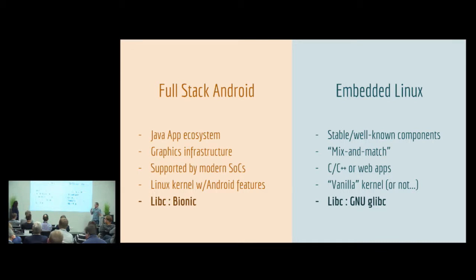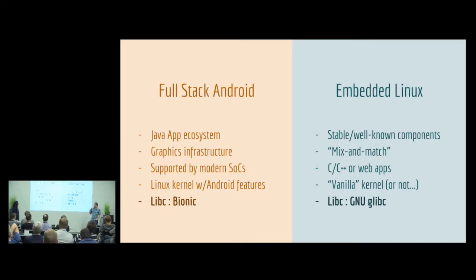So, just to consider the main differences between Android and embedded Linux first. When you get an Android BSP, you get the whole package. You get a full Java ecosystem with apps on top. You get a very complete graphics infrastructure. It's currently supported by a lot of modern system on chips. And when you dig down into the details, at the bottom you have pretty much a regular Linux kernel, but with some Android features turned on. It used to be that Android had a fairly big patch set on the kernel itself, but these days that has been upstreamed, so now you can just flip a few config switches in the kernel and you get the Android features.